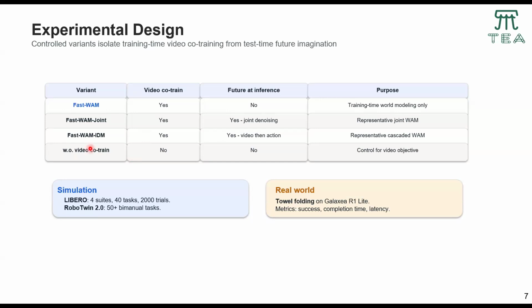And the last one is a model without video co-training. This removes the video modeling objective during the training, but keeps the inference style. Okay, for the model evaluation, this paper also utilizes two simulated benchmarks and one real-world towel folding task benchmark for the model evaluation.